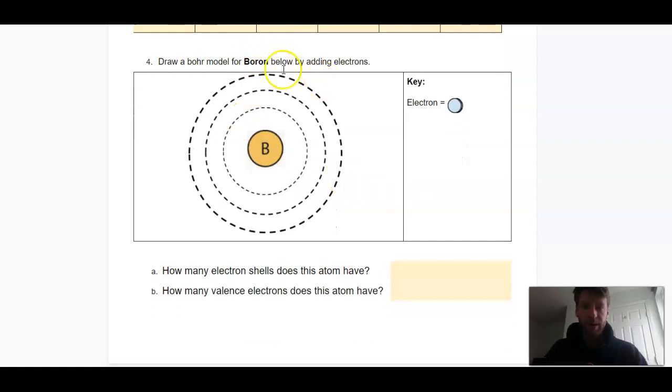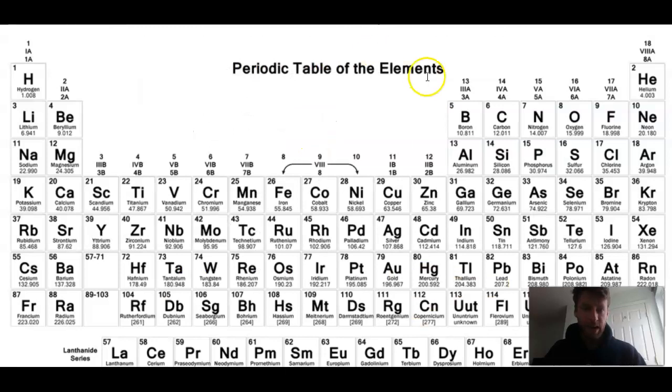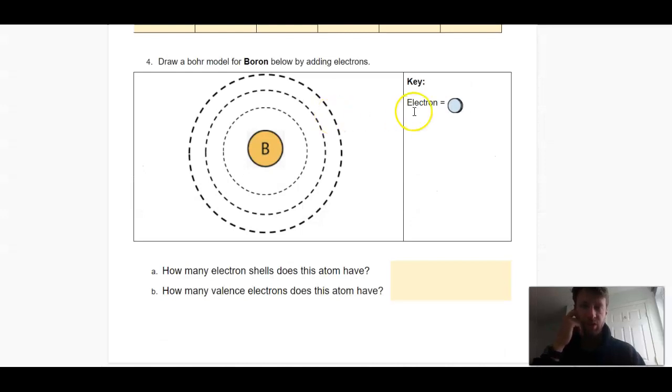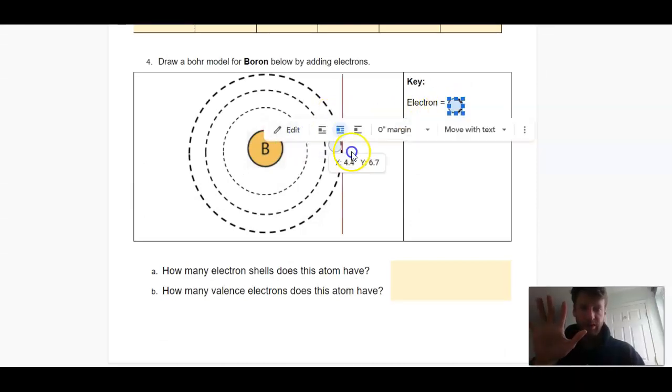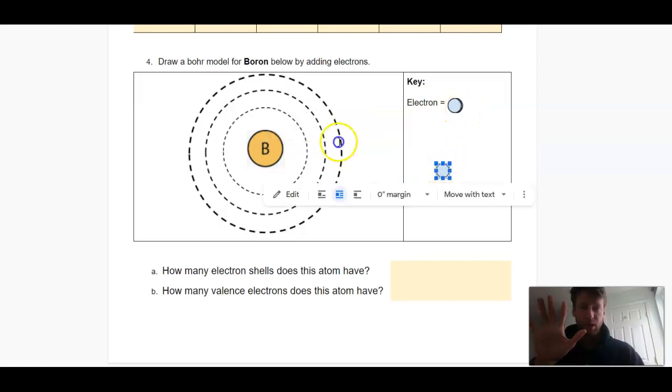Draw a model of boron by adding the electrons from the key onto here. Okay, so boron is here, okay, has atomic number of 5, which means it should have 5 protons, which means it should have 5 electrons. So let's start by drawing out. So 5 total electrons. We have to drag our first 2 onto our Bohr model.